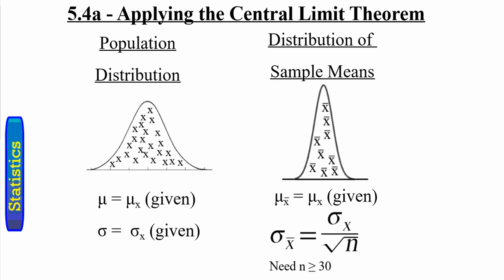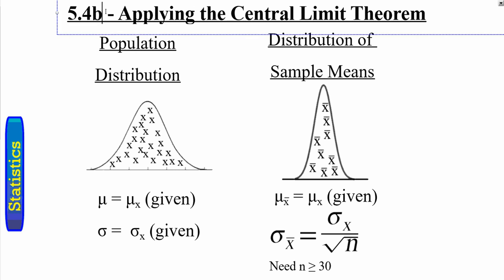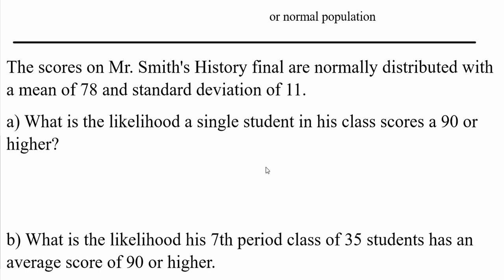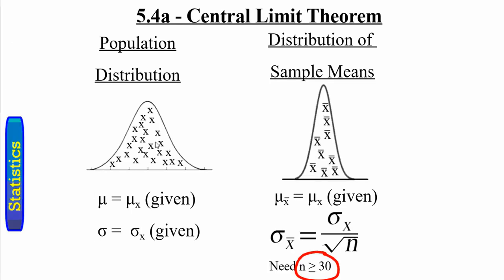Now we're going to apply that in 5.4. This should say B, 5.4b, second section. Same information, just now we're applying it with probabilities. So Mr. Smith's class again. Now, what's the likelihood a single student in his class scores a 90 or higher? If it's a single student, I'm going to be using the typical population distribution where the mean is the mean and the standard deviation was given to us.